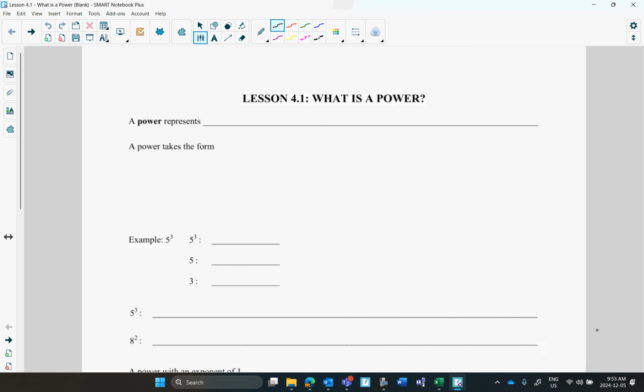Okay. A power. What's the purpose of a power? It represents repeated multiplication. It's all about multiplying. What does a power look like? Well, it consists of two numbers. A bigger number, or a normally written number. I call it X just because it could represent any number. And then a little number up and to the right of it.